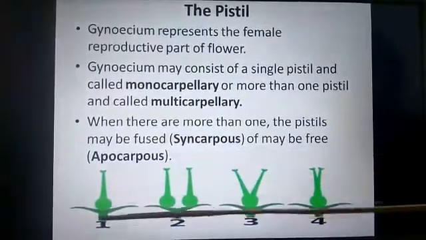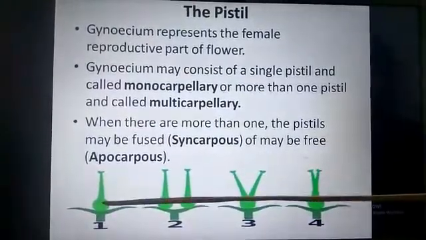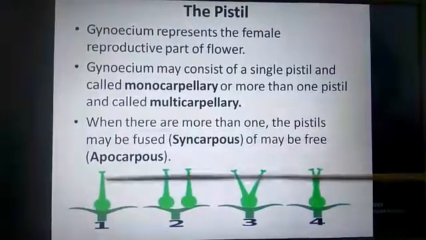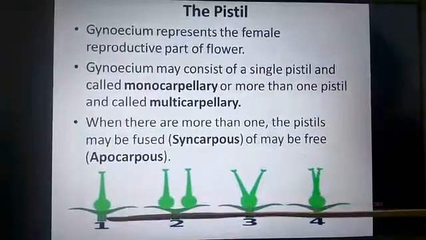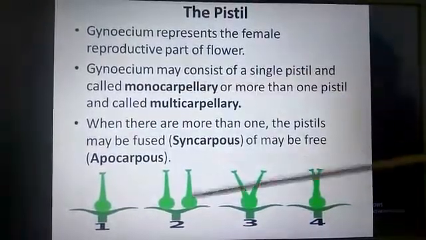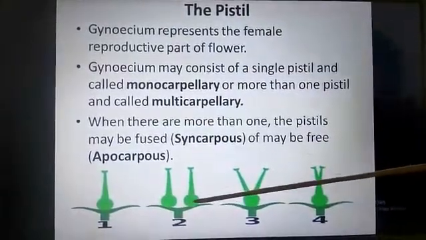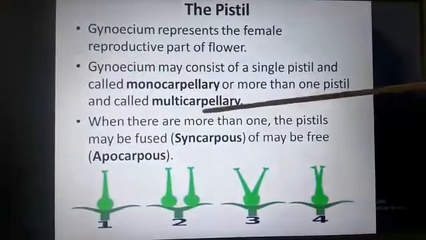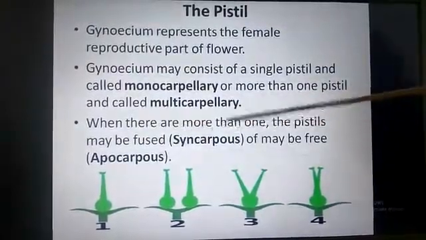In the first picture, a gynoecium has only one pistil, so it is called monocarpellary. This picture 1 is the example of monocarpellary. But in picture 2, a gynoecium has two pistils, so it is called multicarpellary.